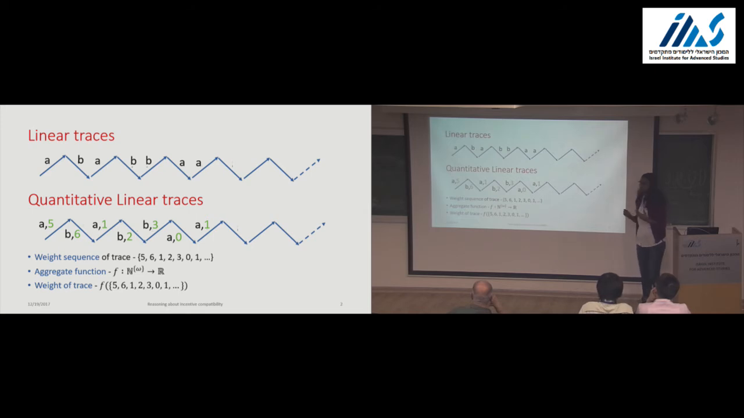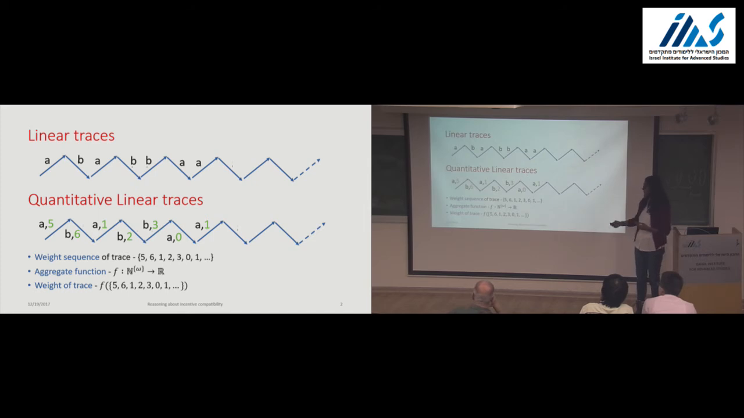For example, we'd be interested in what is the weight sequence of a trace. And that's nothing else but the sequence of weights of transitions along the given trace. In this example, it would be 5, 6, 1, 2, 3, and so on. Once you have a weight sequence, you'd be interested in what is the weight of the trace. And for that, we require an aggregate function, which takes as input the weight sequence and returns a real value.